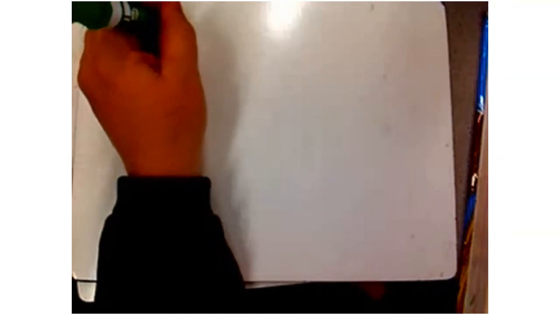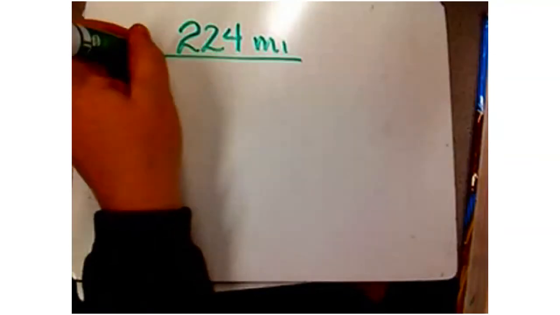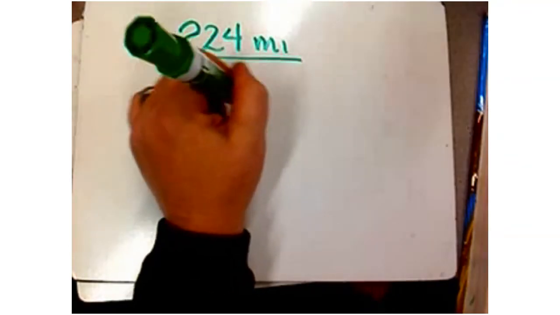The next section talks about rates, and a rate is when we measure things that are different. So we compare two different things, like miles to gallons, which would be two different units. And the first example is comparing just that. It's saying 224 miles to 12 gallons.